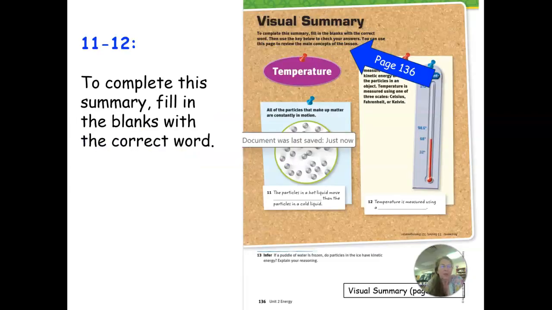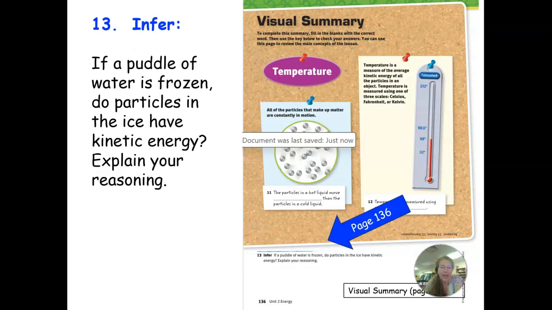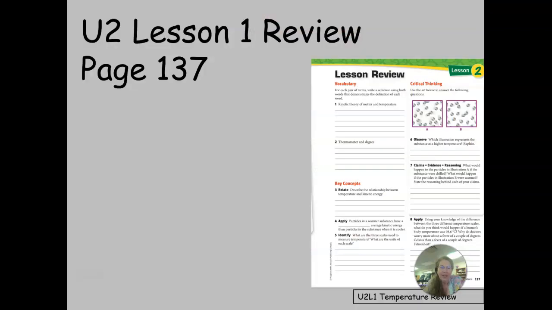And then we get to the visual summary. So the visual summary wants you to start out by filling in the blanks with the correct words here and here. And then it wants you to make some inferences. And remember, an inference is a judgment you make based on prior knowledge or data that you have. And it wants you to talk about when a puddle is frozen and the kinetic energy in that puddle. Then you end up with the lesson review.